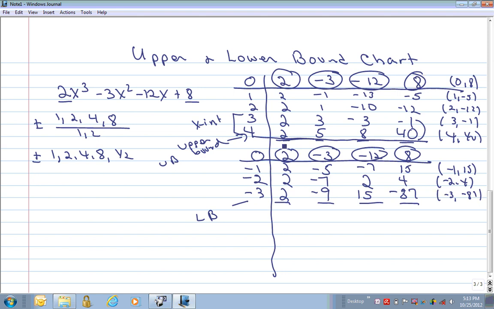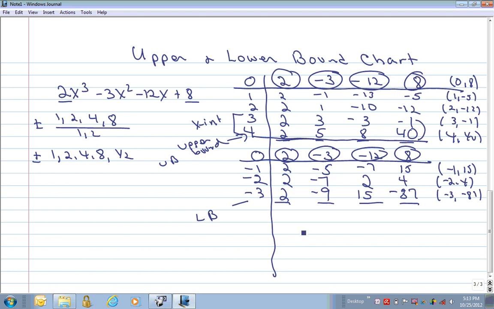We found our upper bound when we start synthetically dividing in sequential order from 1, and we get all positive numbers. That is our upper bound, and we do the same thing for the negative values, and on the negative values we get an alternating pattern, which lets us know that we've reached our lower bound.